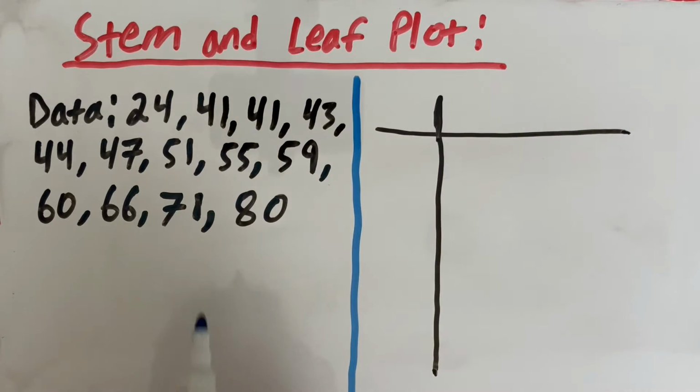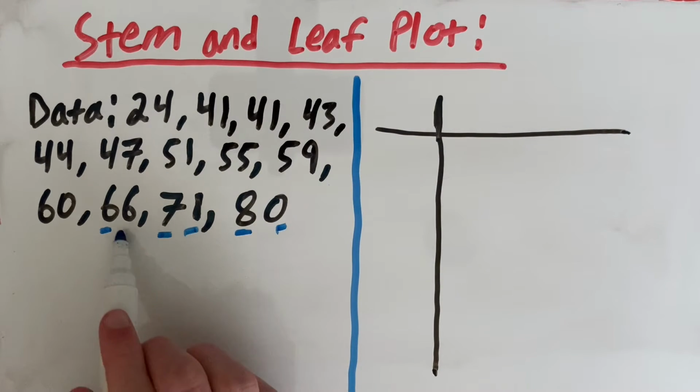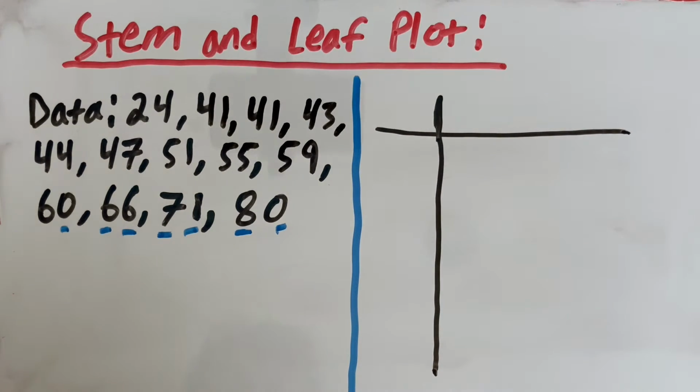So the stem is for the first half of each number, so like 66 would be the 6, 71 would be the 7, whereas your leaf is the second half of each number. So for 80, it'd be the 0. For 71, it would be the 1. So that's the difference between your stem and your leaf.